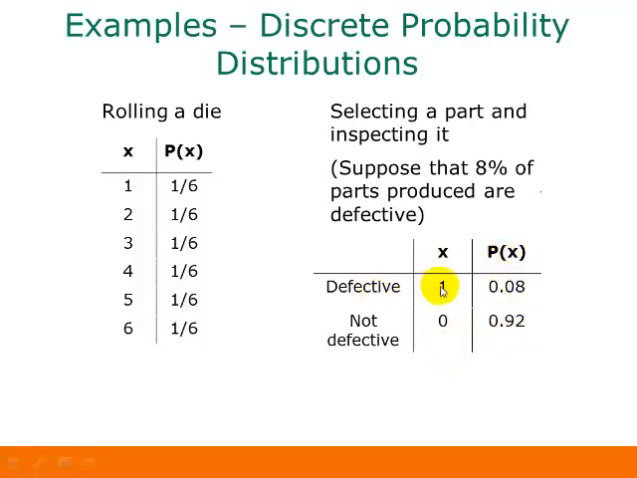So in this case, if 8% of our parts are actually defective, then the probability of the part we select being defective is 8%, or 0.08. And we decided to give defective the value 1, so here's the value of our variable, and here's the probability for that value. If the part's not defective, we gave that a value of 0, and the probability of it not being defective would be 92%, or 0.92.